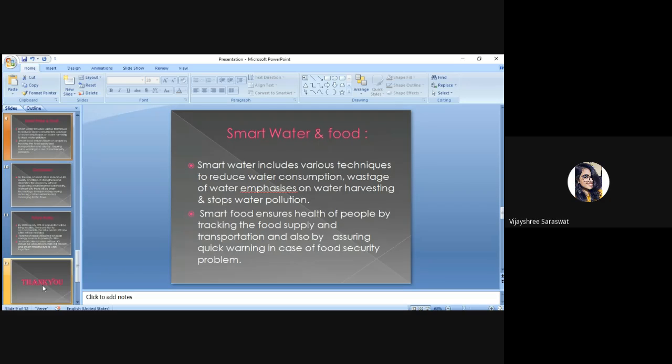And at the last, smart water and food. Smart water includes various techniques to reduce water consumption, wastage of water, and emphasizes on water harvesting and stopping water pollution. Smart food ensures health of people by tracking the food supply and transportation, and also by assuring quick warning in case of food security problem.